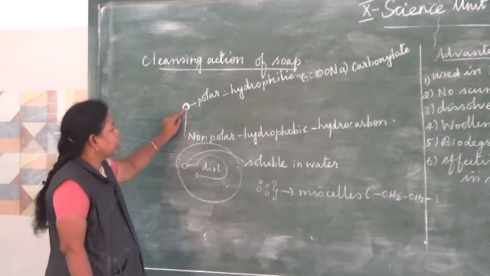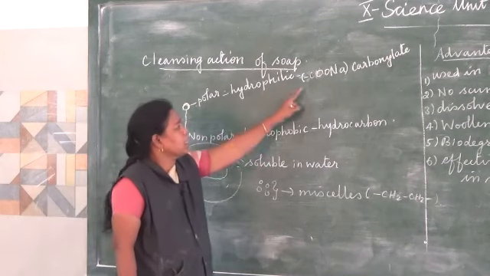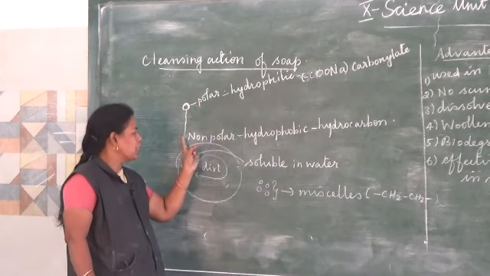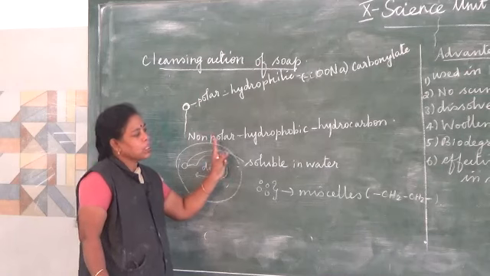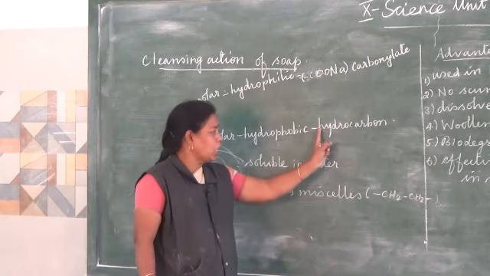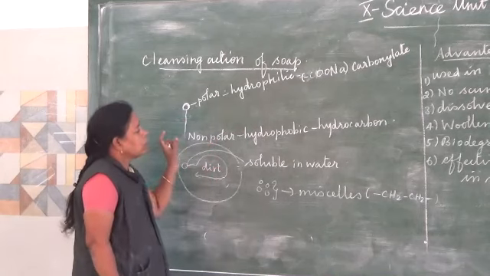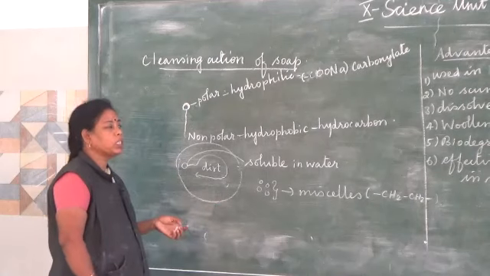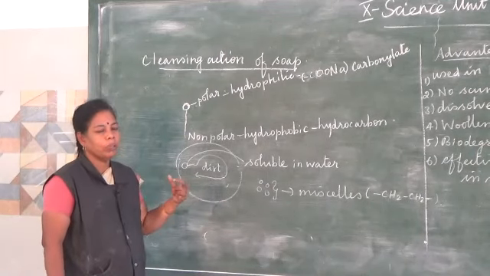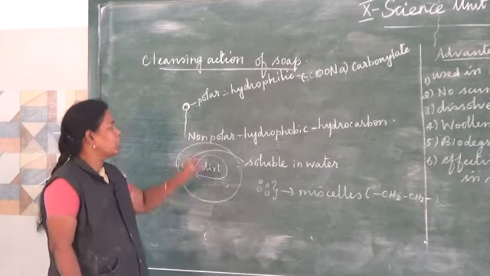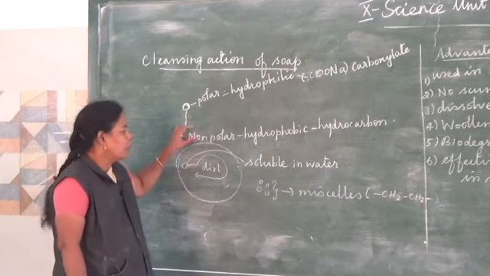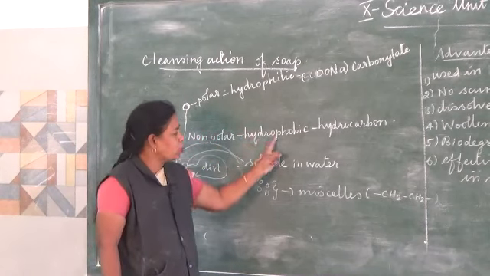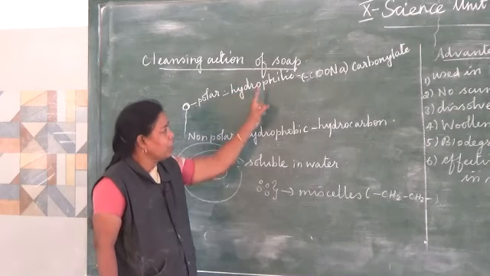The short head contains the carboxylate end, and it is called the polar end. And the other one, the tail part, is the non-polar end, which contains a hydrocarbon. The polar end is hydrophilic in nature. Hydrophilic means water loving, which means it will easily react with water. So the polar end is hydrophilic, whereas the non-polar end is hydrophobic in nature. Hydrophobic means water hating. This is water hating, and this is water loving.